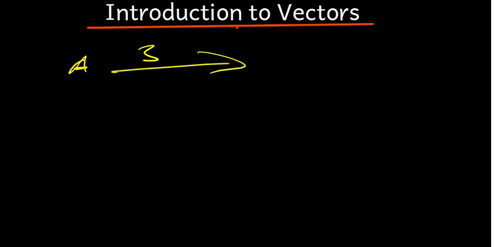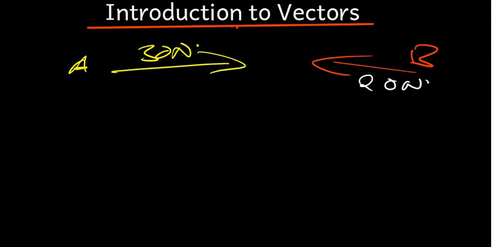Vector A is 30 newtons. We have vector B, which is moving in the opposite direction. Now it is 20 newtons. So to find A plus B, this is going to be 30.